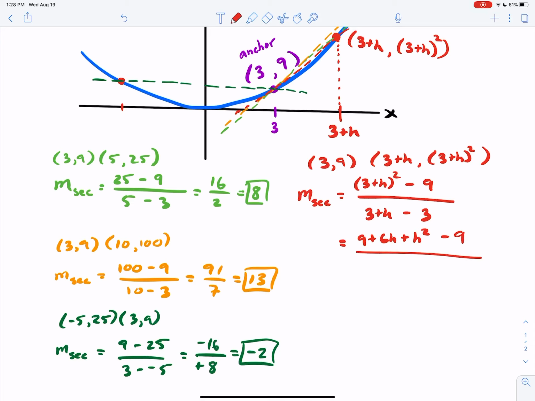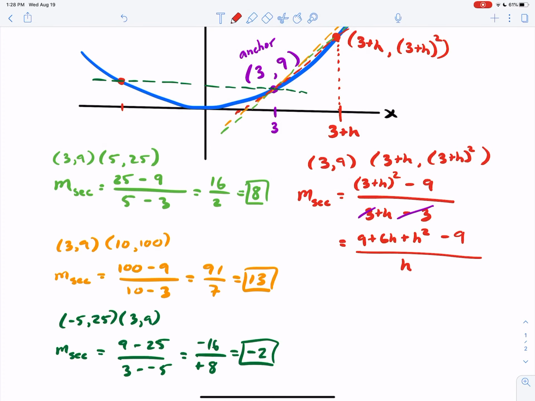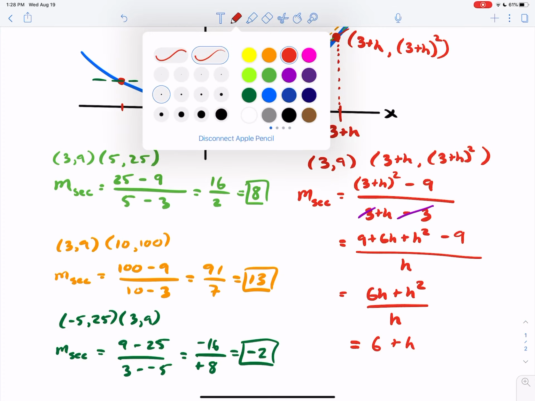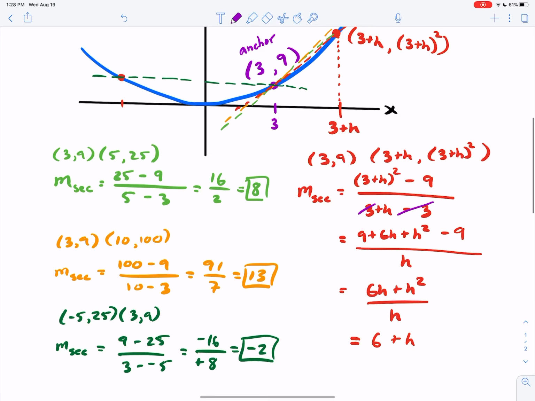Down below, I noticed that the 3 and the negative 3 cancels out. And then I'm just left with an h at the bottom. Okay? Even more so, I noticed that at the numerator, the 9s are going to cancel out. 9 minus 9 is 0. So here I'm left with 6h plus h squared all over h. And since I'm dividing everything by h, this actually comes out to 6 plus h, because 6h divided by h will make that go away, and h squared divided by h will give you 1h left over, okay? So this right here, I'll use the same color.